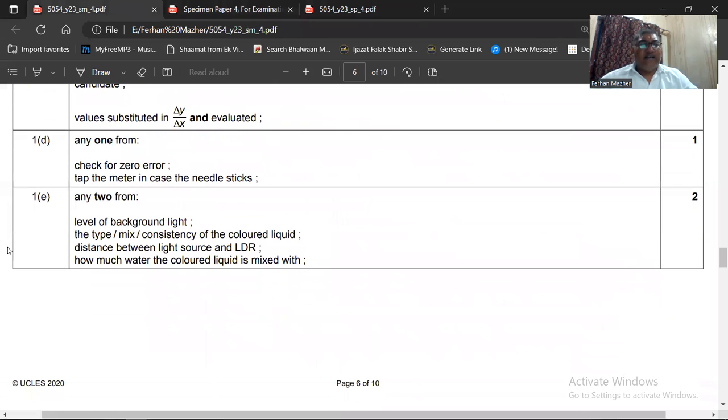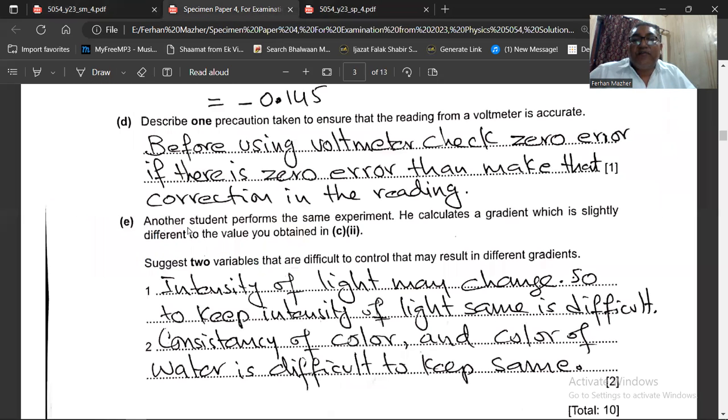So let's have a look at the marking scheme. Check for the zero error, tap the meter in case the needle sticks. If the pointer of the voltmeter gets stuck, just give it a little tap like this, and it will free that pointer of the voltmeter. And the E part is any two from: level of the background light is difficult to control; the type, mix, or consistency of the colored liquid; distance between the light source and the LDR; how much water the colored liquid is mixed with. So these are the answers given in the marking scheme. I hope you will be able to write better answers. And these are my answers.